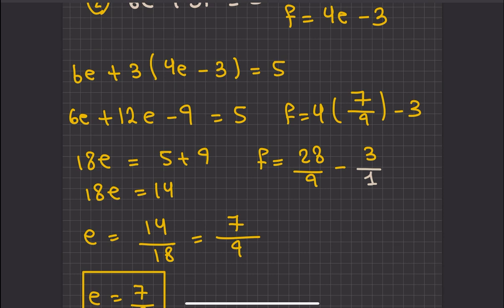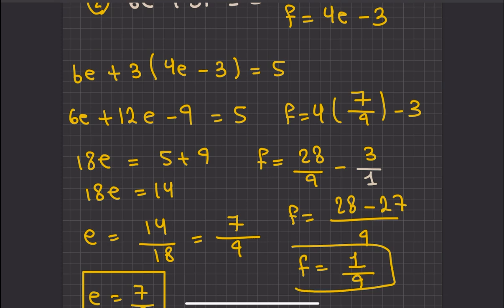So I'm going to write f equals, and I have to subtract these 2, so I'm going to choose the same denominator. 28 stays the same, but here 1 is going to be times 9, so 3 is going to be times 9. So 3 times 9 is minus 27. F is going to be equal to 1 over 9. And this is my answer for f.